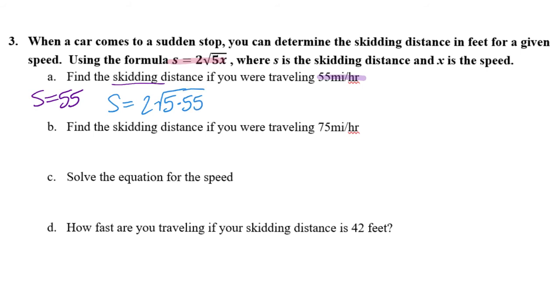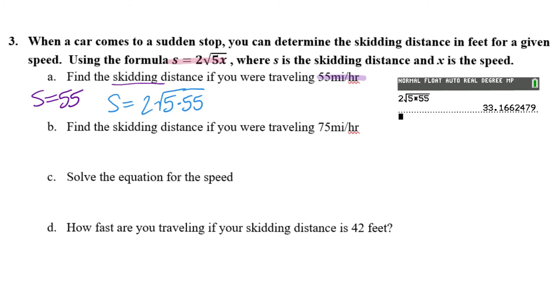We're going to type that in our calculator. And we get that the skidding distance is 33.17 because of the rounding. In feet. It tells us that it's in feet, skidding distance in feet. Find the skidding distance if you are traveling 75 miles an hour. So that is our new speed, 75 miles an hour. So this should be longer.